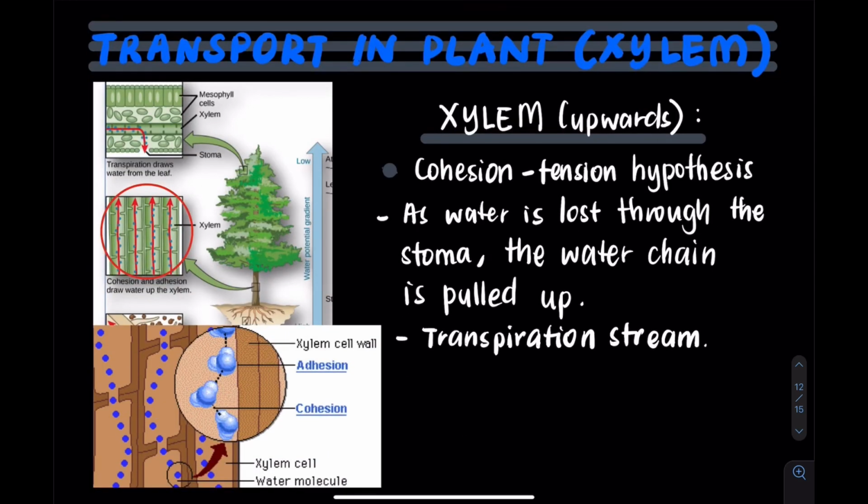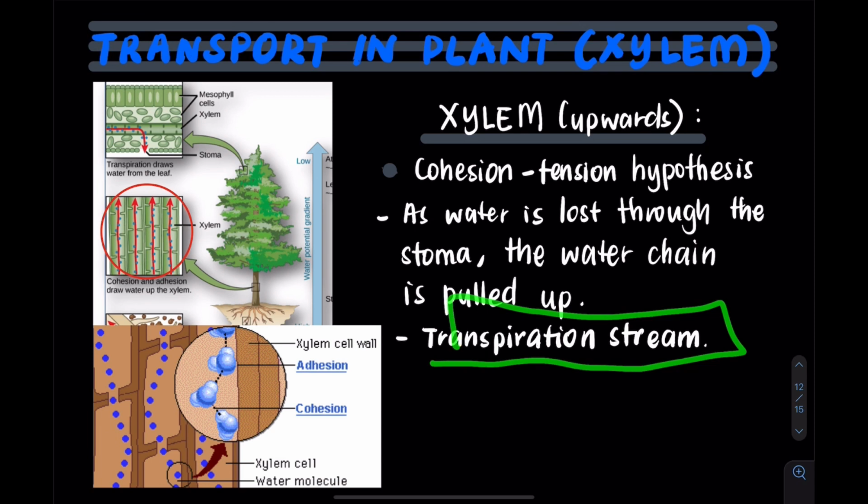As water is lost due to transpiration through the stoma, the water chain is pulled to replace the water molecule that is lost. This is known as transpiration stream because the water chain moves up or is pulled up due to transpiration.